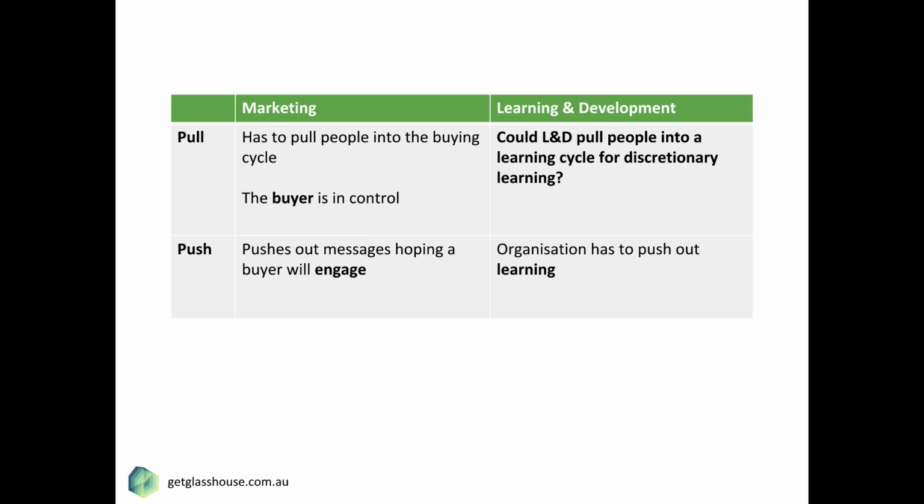A little bit of an interesting thought experiment would be what would happen if L&D was pulling people in to a learning cycle. So essentially there was a campaign constantly happening around discretionary learning, what people don't always find the time to do, that people can pull in to the moment where they move from being unaware of their need to being aware, and then they can move through those five stages that I talked about a few moments ago.